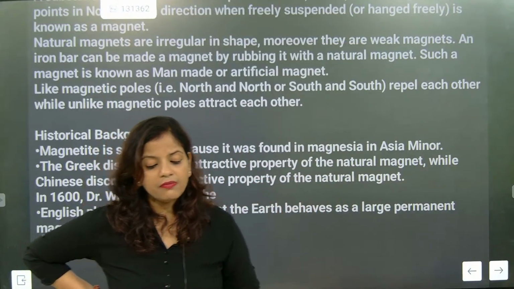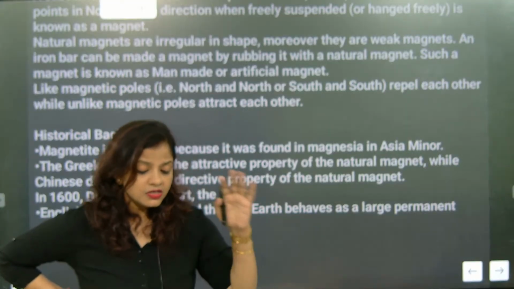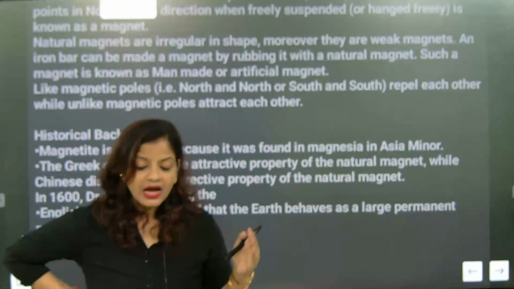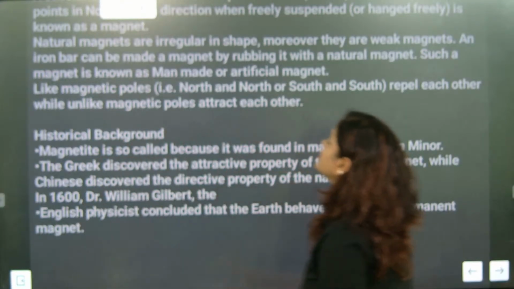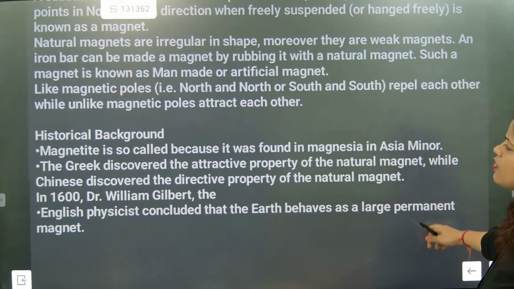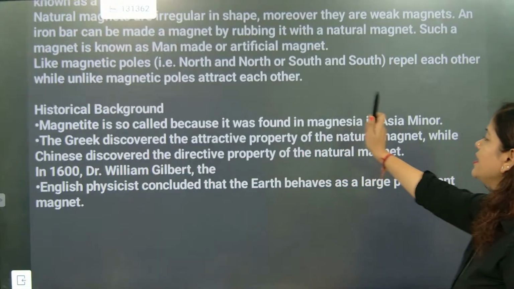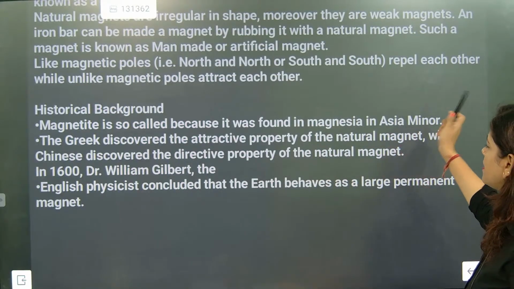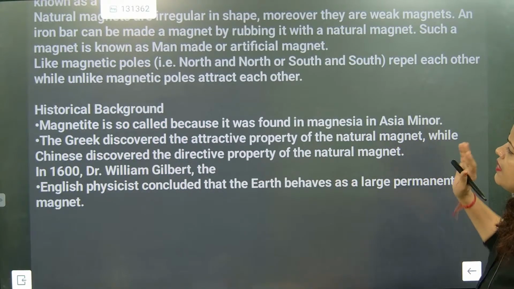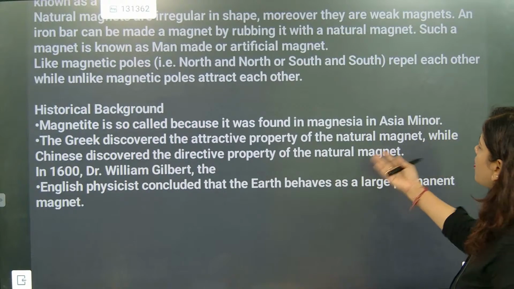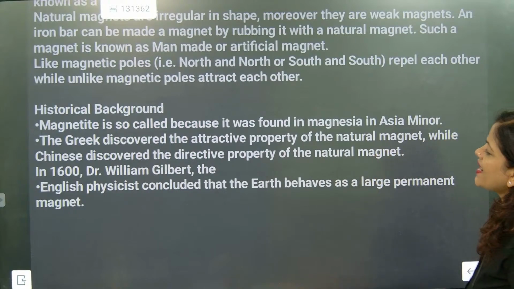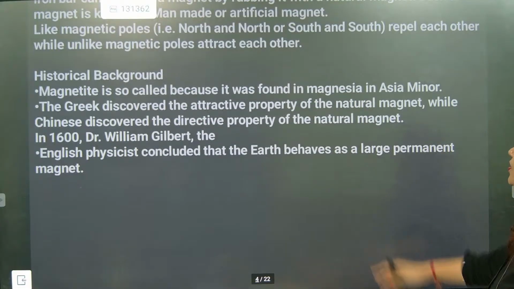Understood? So an irregular magnet can get converted, see, these iron bars. So definitely they will be very, very helpful. Now we are going to talk about historical background. Magnetite is so called because it was found in Magnesia in Asia Minor. The Greeks discovered the attractive property of the natural magnet, while the Chinese discovered the directive property of the natural magnet.